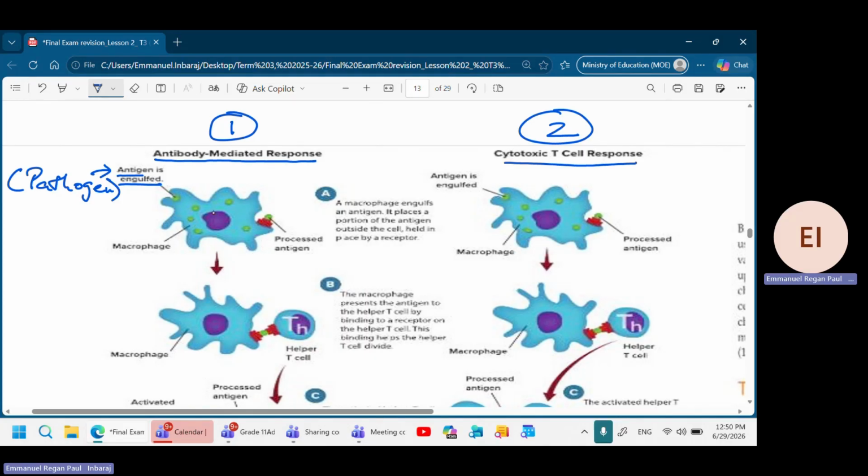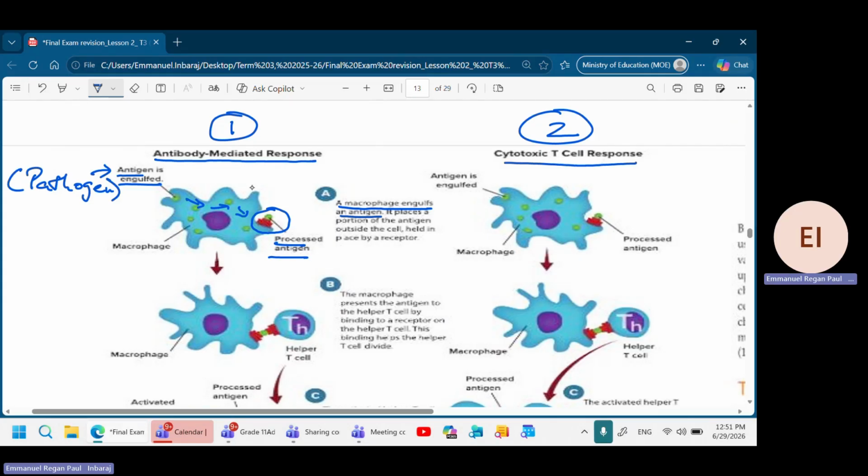Now the pathogen is here inside. The pathogen now is getting processed, and now the macrophage is sending the processed antigen. You see, it is entering this way, and then the antigen is called the processed antigen. See the first step, a macrophage engulfs the antigen. It places the portion of the antigen outside the cell, and this is called the processed antigen.